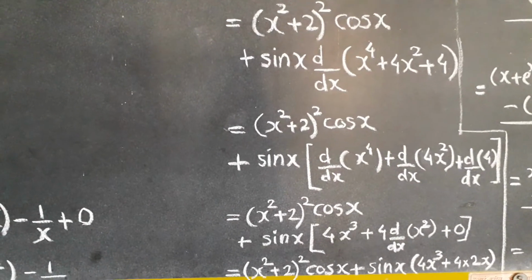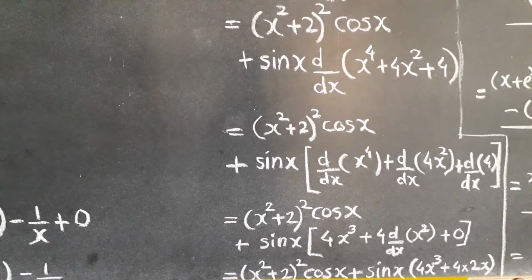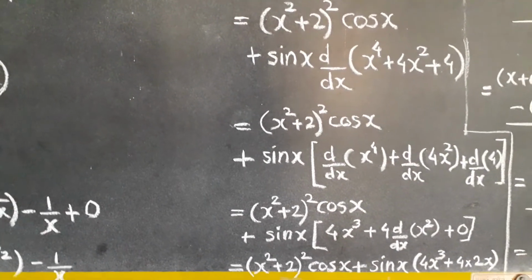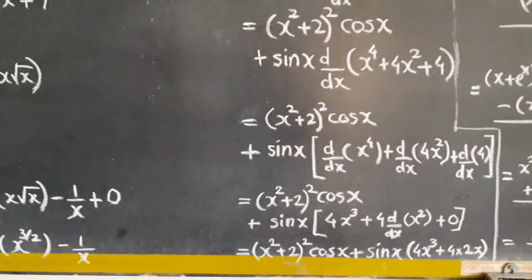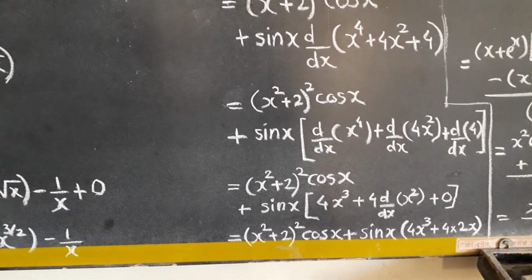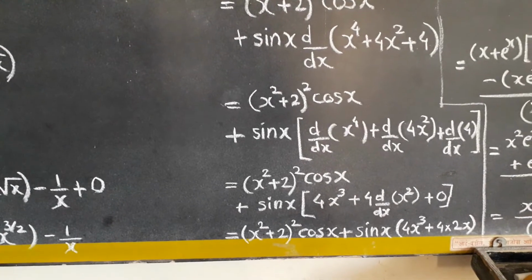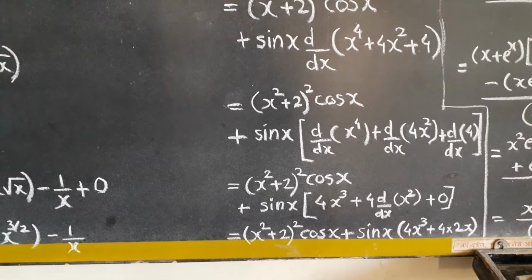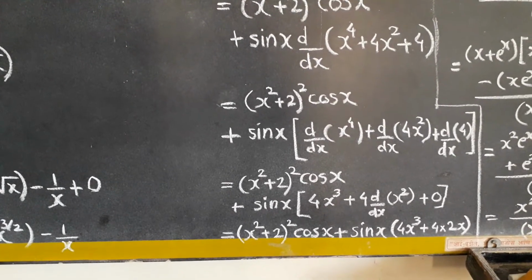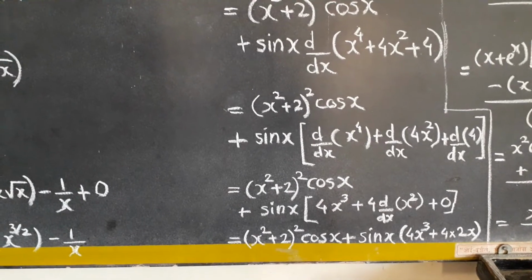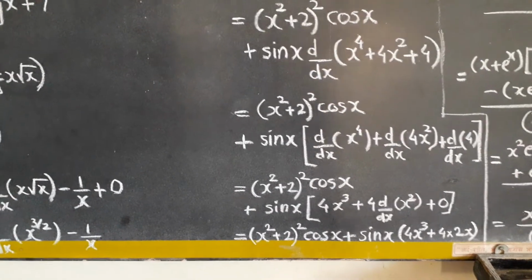In the next step, we are supposed to find the derivative of x square, which is of the type x raised to n, and hence you will get the answer as (x square plus 2) the whole square cos x plus sin x multiplied by 4x cube plus 4 multiplied by the derivative of x square, which is 2x. In the next step, you can write that 4 into 2 is 8x, and that's it.